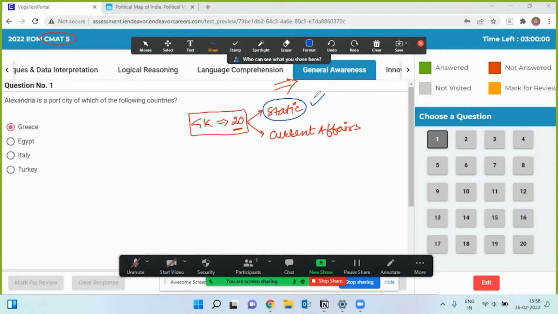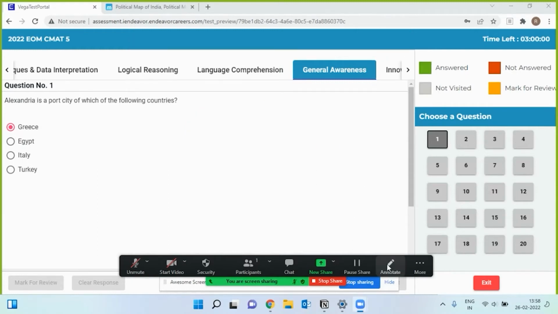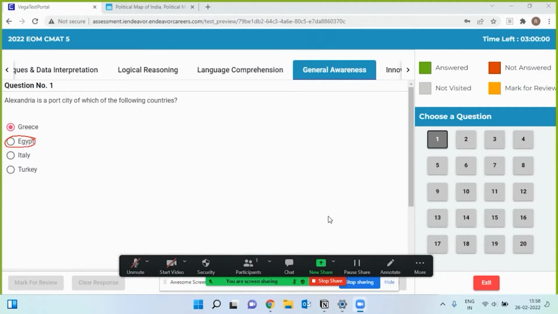Let us start looking at those questions one by one. Okay, so the first question was on Alexandria is the port city in which of the following countries? The correct answer to this question is Egypt. Alexandria is a very famous port or bandargah in Egypt. Moving on to next question.